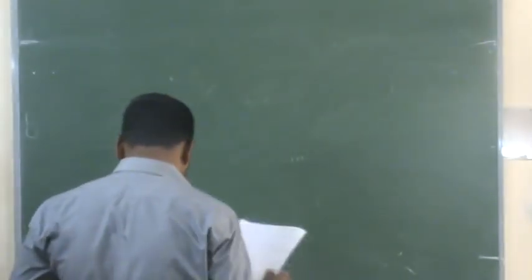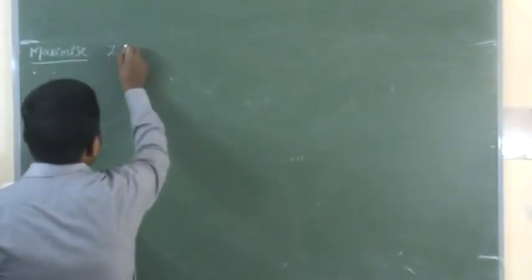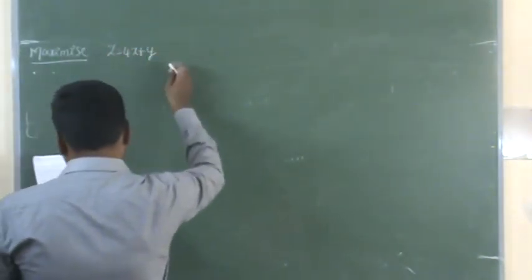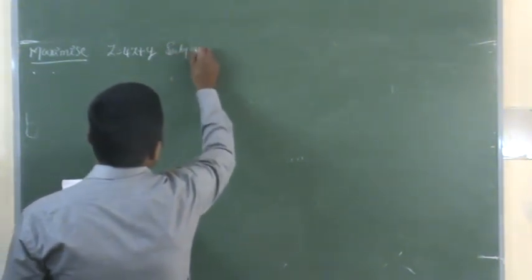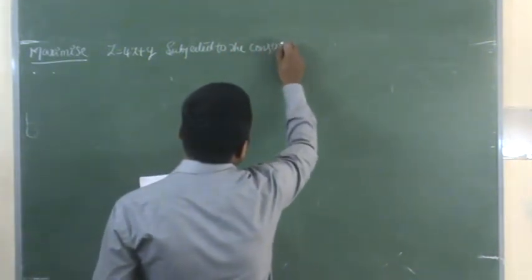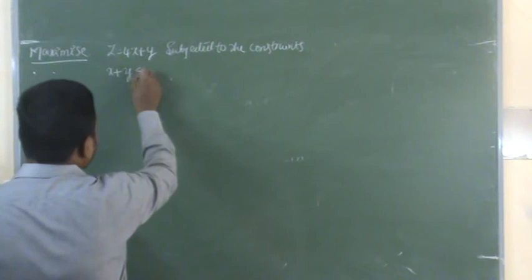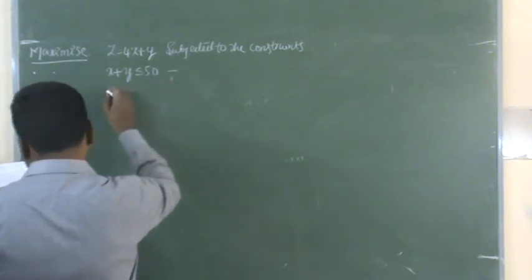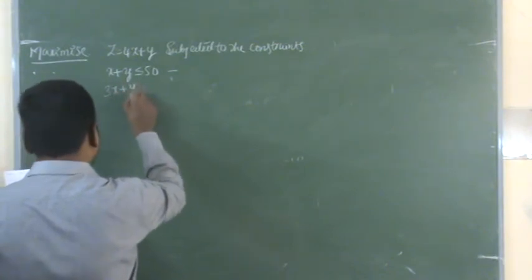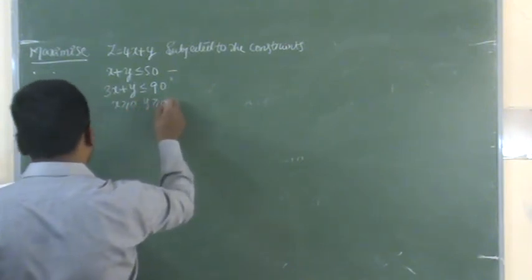So maximize. Here also maximum value. So maximize z equals 4x plus y, subject to the constraints x plus y less than or equal to 50, and 3x plus y less than or equal to 90, x greater than or equal to 0, y greater than or equal to 0.